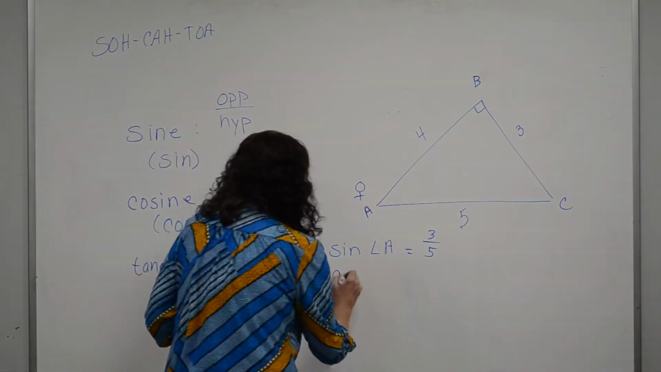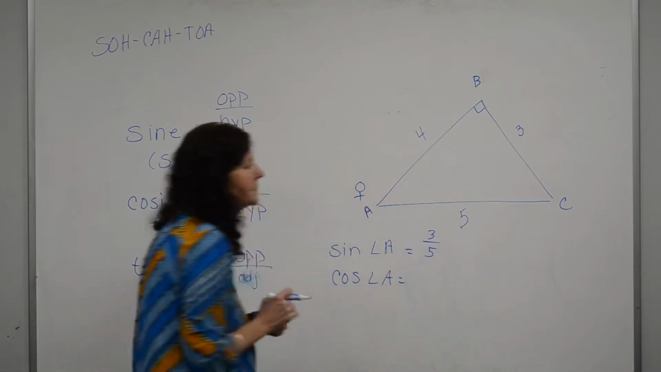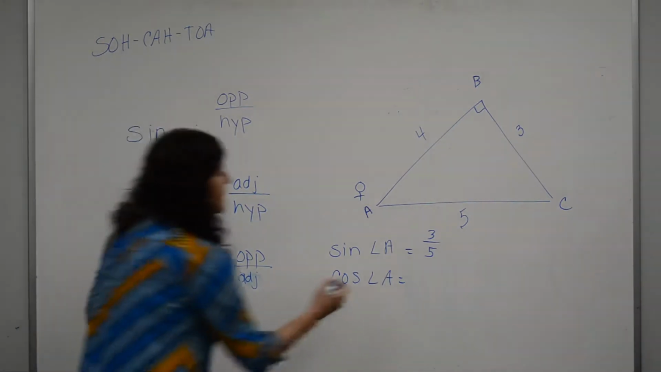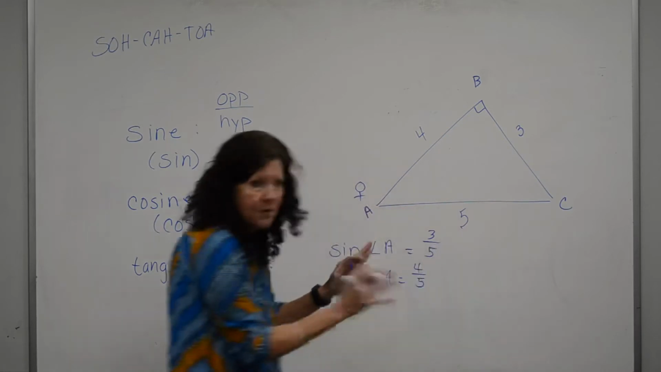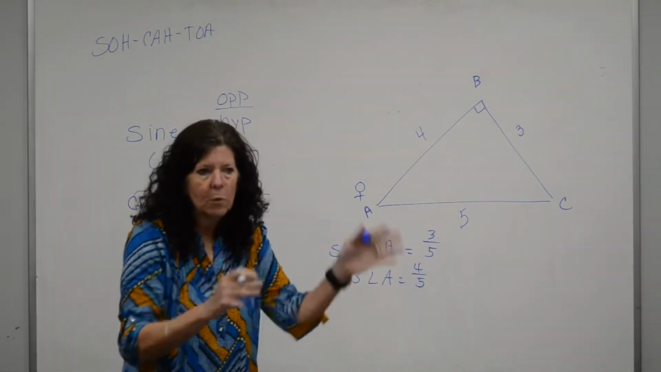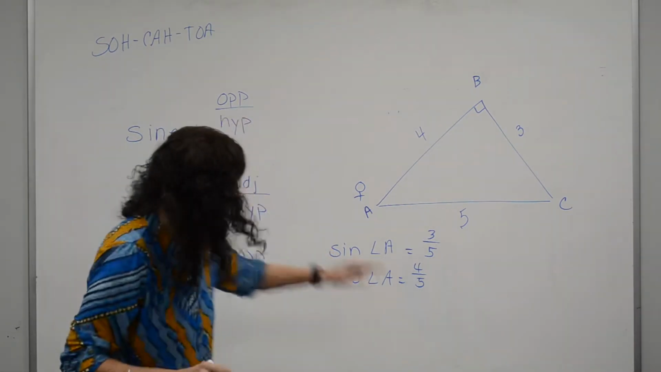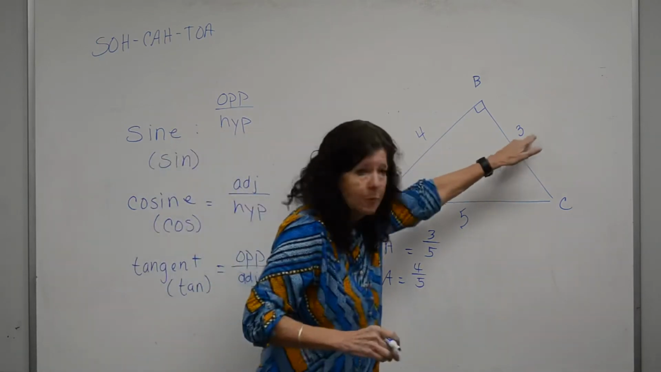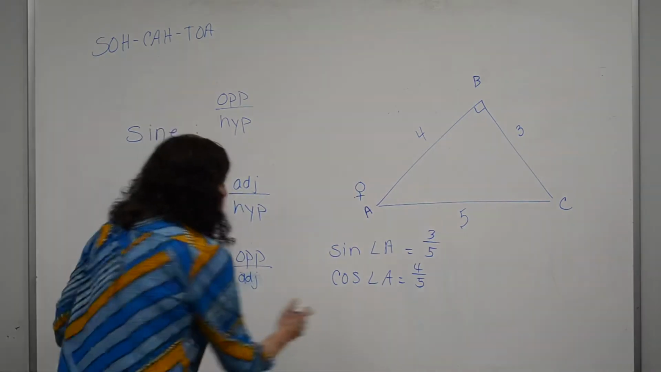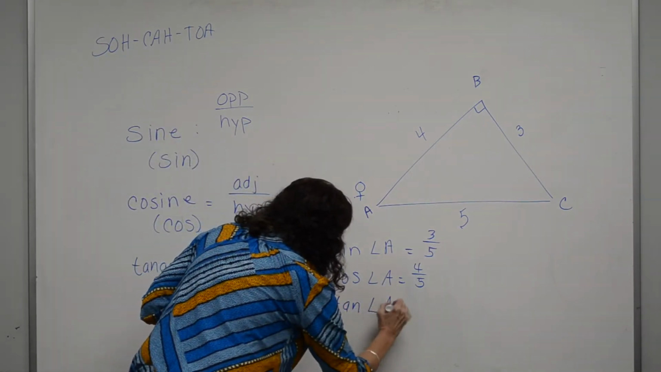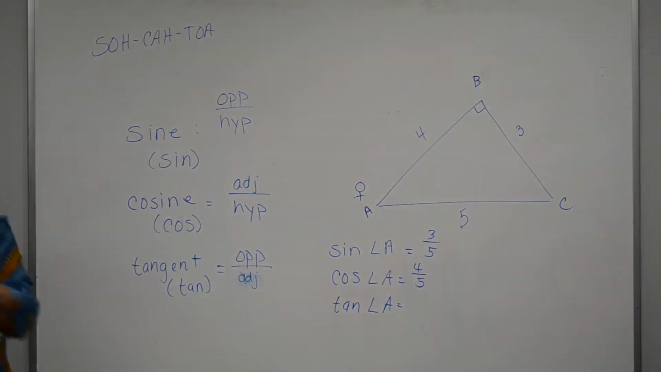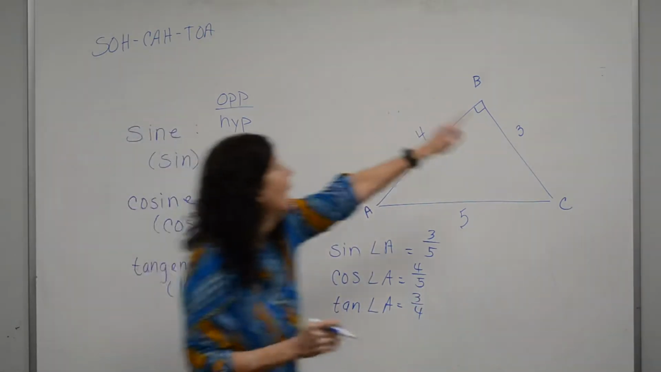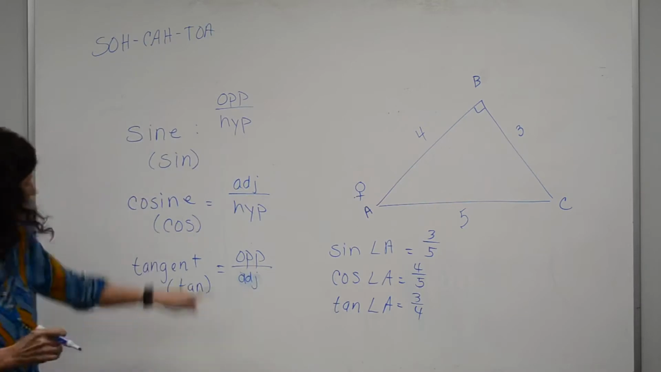Okay, what would be the cosine of angle A? Four over five. Now, if I'm talking adjacent, remember my hypotenuse doesn't change. What changes is what's opposite and what's adjacent. Adjacent means I can reach out and touch it. If I'm standing right here, I can touch that side right there. Okay, opposite would be that side. I can't touch it. So, what would the tangent of angle A be? 3/4. Okay? Because opposite over adjacent.